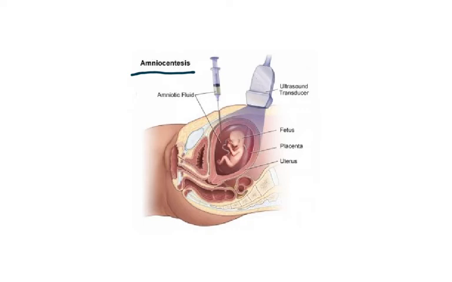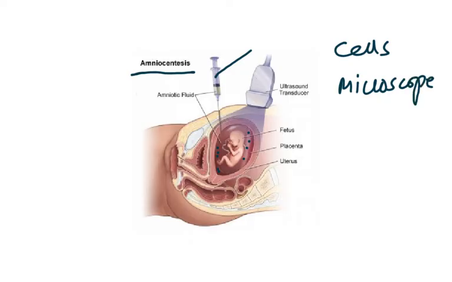We need to ascertain certain genetic information, because you see, the fetal cells will be in the amniotic fluid, so this will have some of the fetal cells. And then, of course, we look at the cells under the microscope, and we can look at its DNA and find out if it's got any genetic defects.